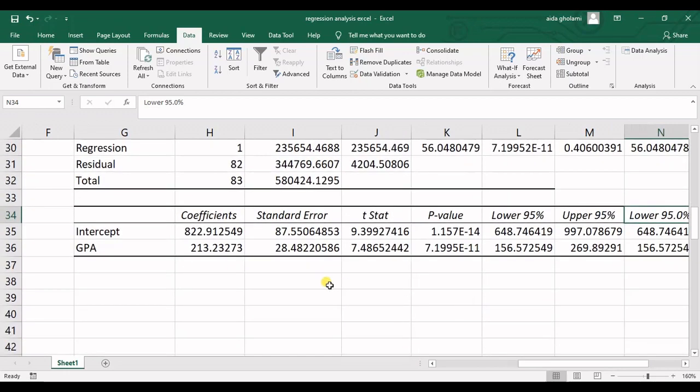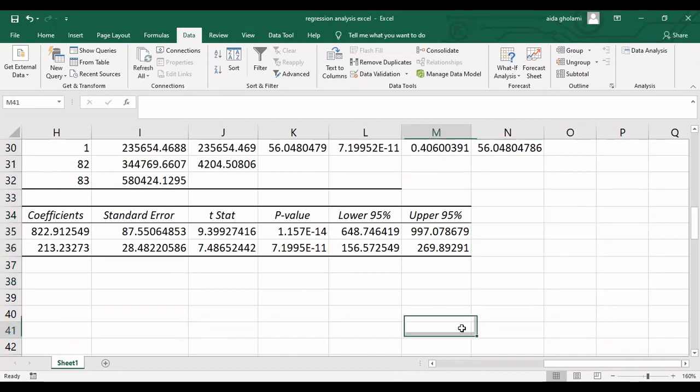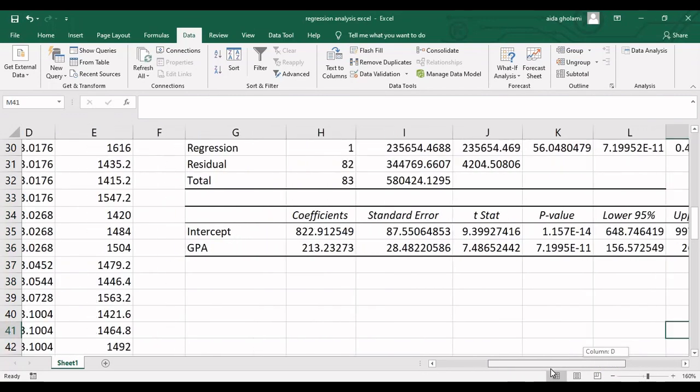So let's get down. Here we have the main regression table. As I said before, here we have the intercept and GPA, coefficients, standard error, t-statistic, p-value, lower 95%, upper, etc. Also, as I see here, there are repetitive ones, so I delete them.